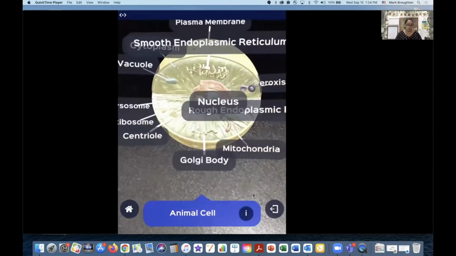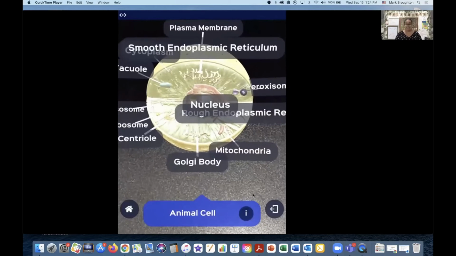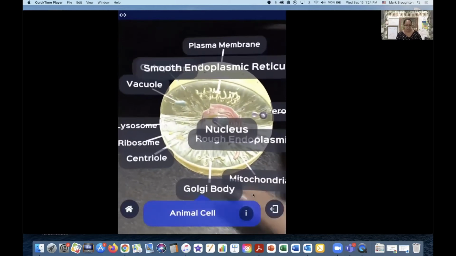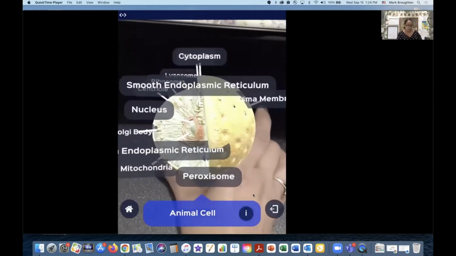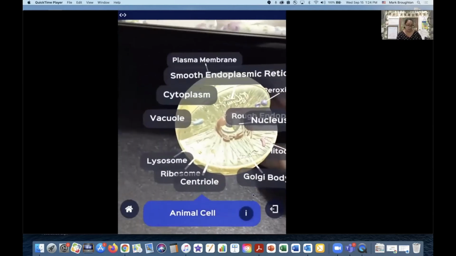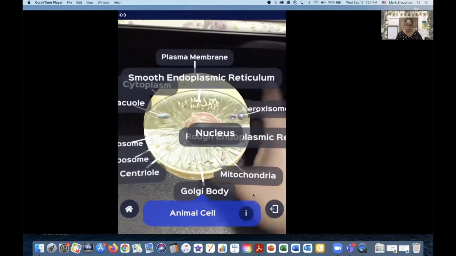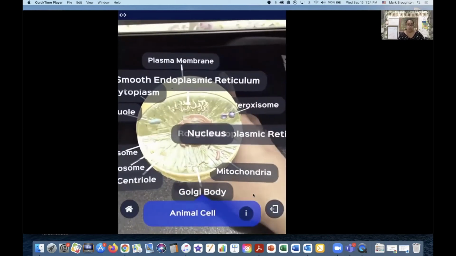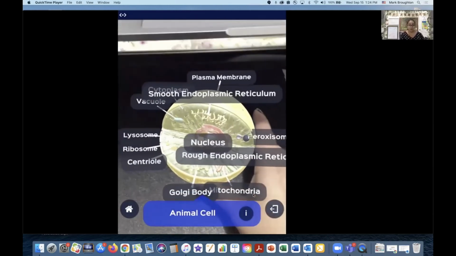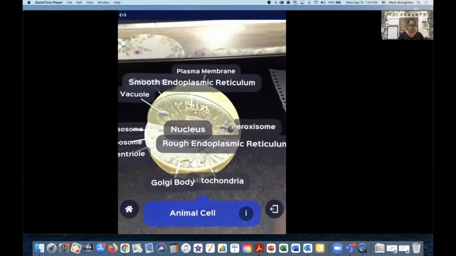So here we have our animal cell, and we're going to take a look at some of the organelles that are suspended within that cytoplasm. The first thing that we're going to start off with is the cell membrane, also known as the plasma membrane. So see if you guys can spot that.